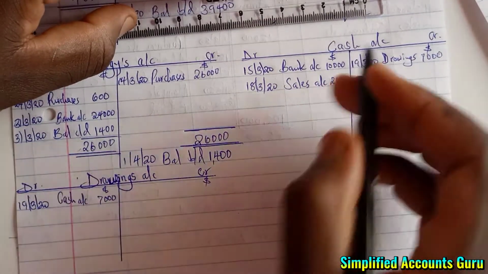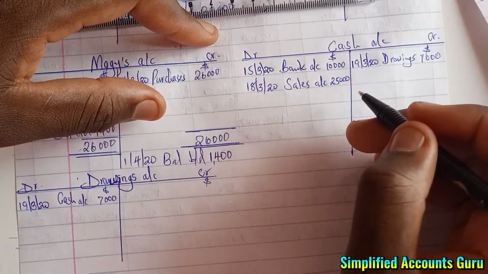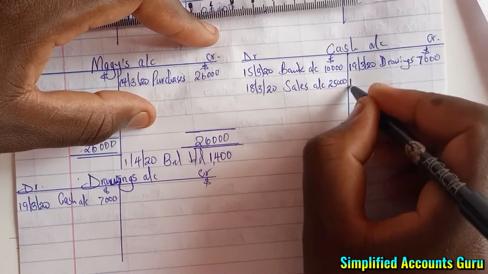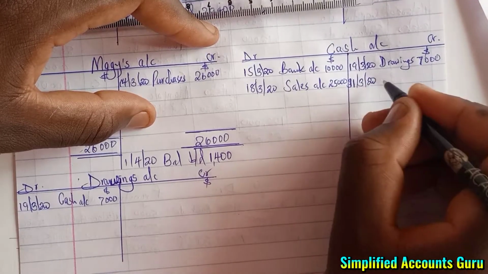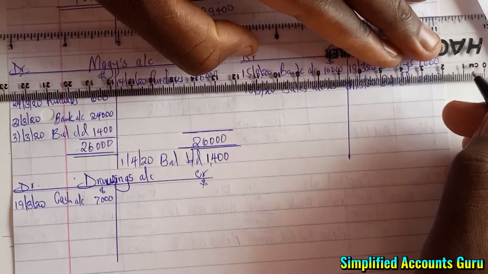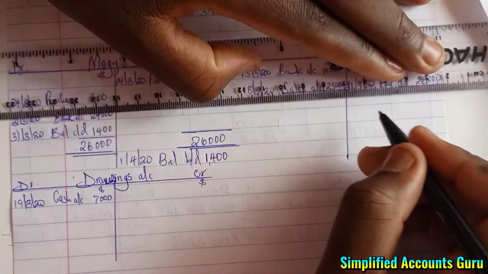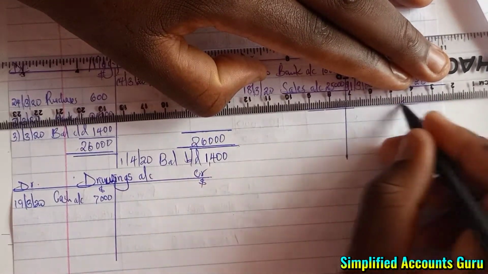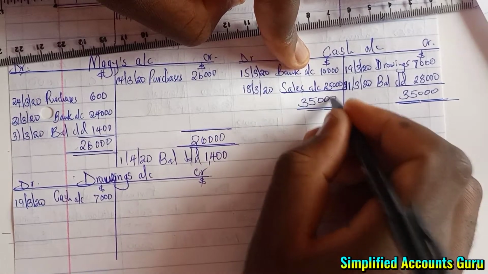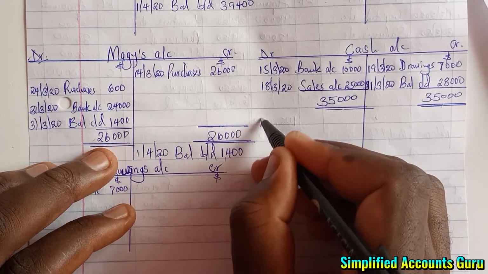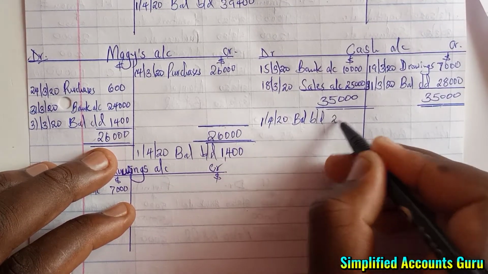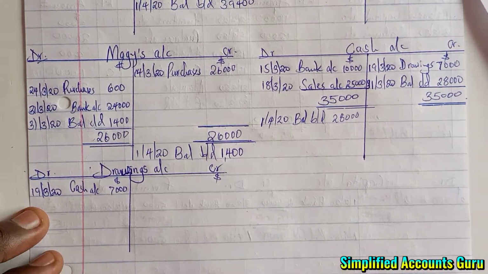Then the other account which we also need to close down is cash. We have 35,000 on this side and here we have 7,000. So 35,000 is higher than the other one, so we need to adjust this side. This is 31st March 2020, balance carried down of 28,000. So here the total is 35,000. This side will have a closing balance brought down of 28,000.